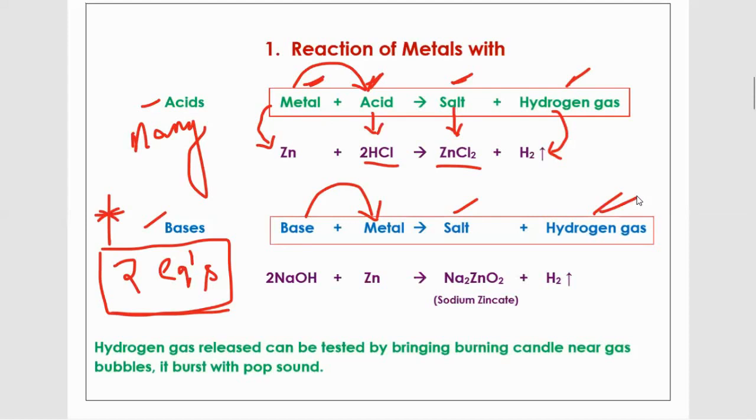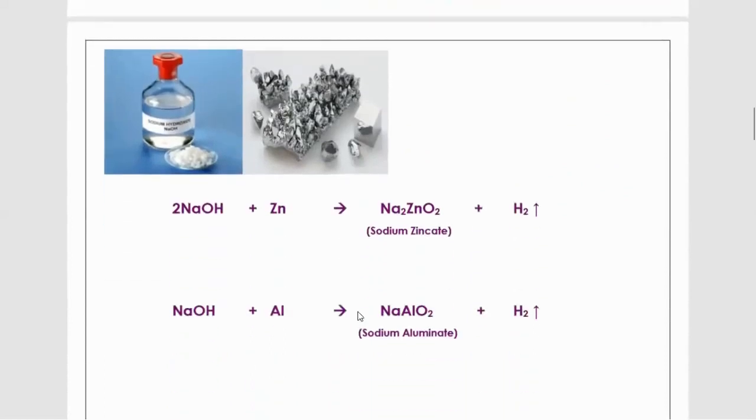How can we test whether it is hydrogen gas or not? Here you see this green color line, which is so important to note. Hydrogen gas released can be tested by bringing a burning candle, burning splinter or burning matchstick near the gas bubble. Then automatically that candle, burning splinter or burning matchstick will be put off with a pop sound.